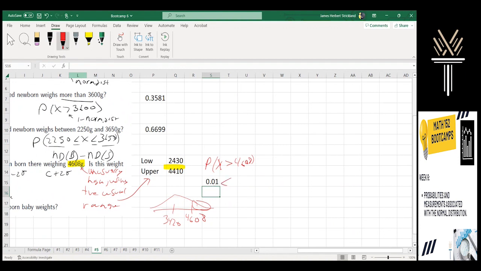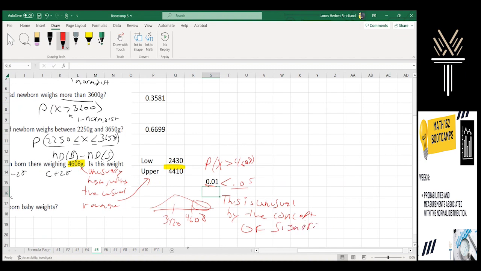That is smaller than 0.05. And so by the concept of significance, this is unusual because it's less than 0.05. And so then I would say by the concept of significance. That's my justification.